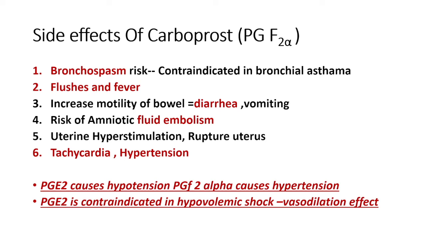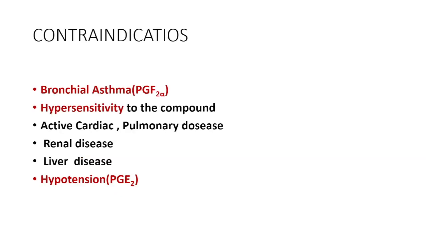Tachycardia and hypertension. Hypertension is one of the issues with the carboprost. Remember, PGE2 causes hypotension and PGF2 alpha causes hypertension. Hence, PGE2 is contraindicated in hypovolemic shock because PGE2 has got vasodilation effect. PGF2 alpha causes hypertension. It is a vasoconstrictor.